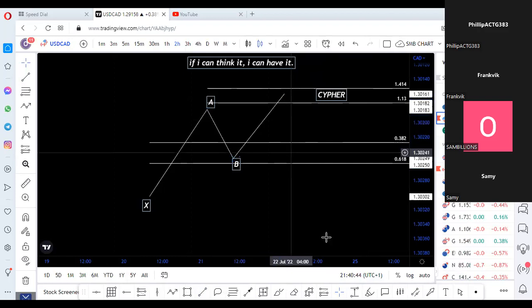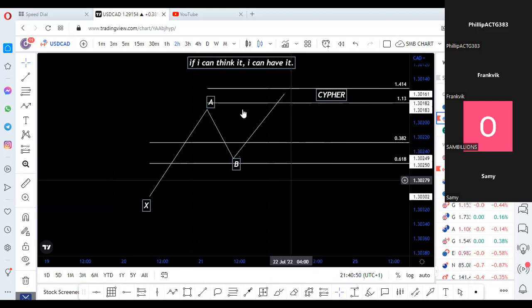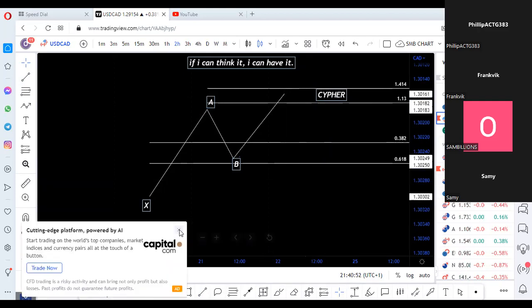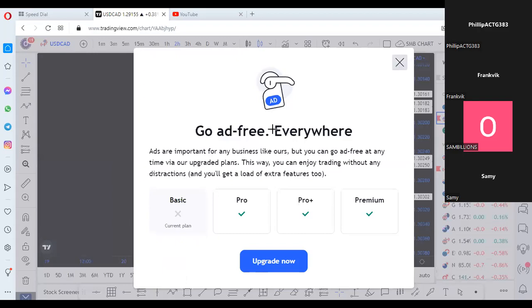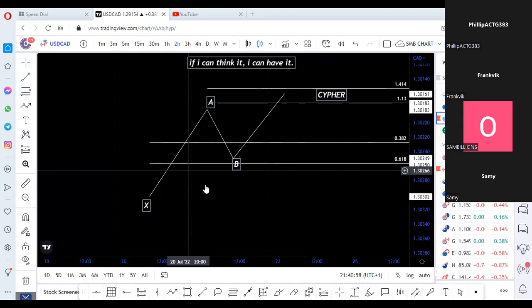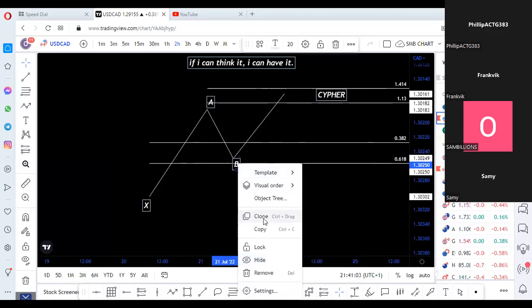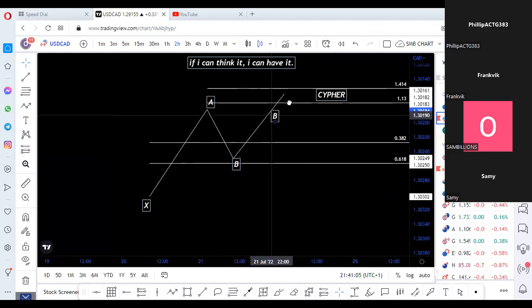So like I said, harmonics is just like an M pattern. Once you see anything like an M or W in your chart, most likely a harmonic is forming out there. So after you've gotten your C leg, this is your C leg here.